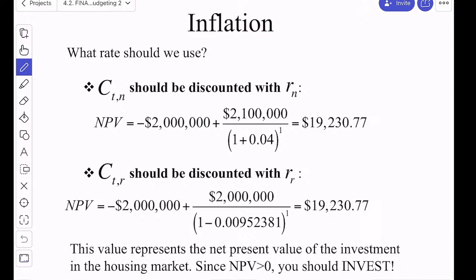So, if we are working with nominal dollars and we pursued the purchase, we'd spend $2 million today, so that's our initial investment. And then next period, we would have the value in nominal terms of $2,100,000 in the home. Using the discount rate of 4%, because that's the nominal discount rate, it appears that NPV is positive. It's $19,230, explaining in another way that it's profitable to purchase the home now.